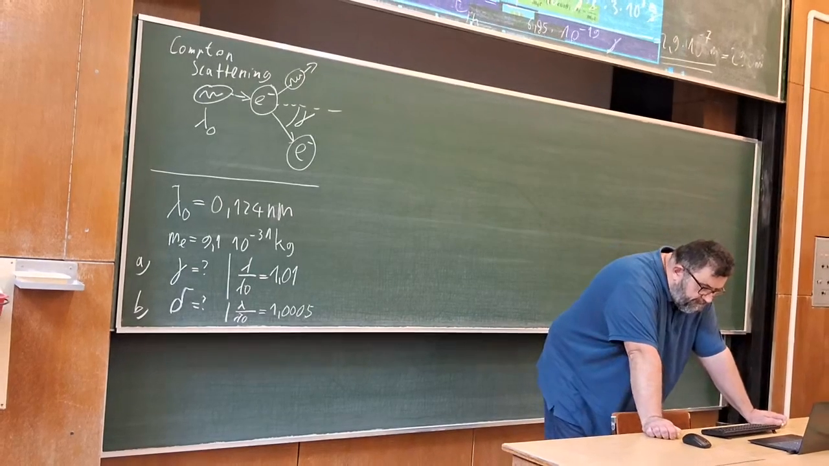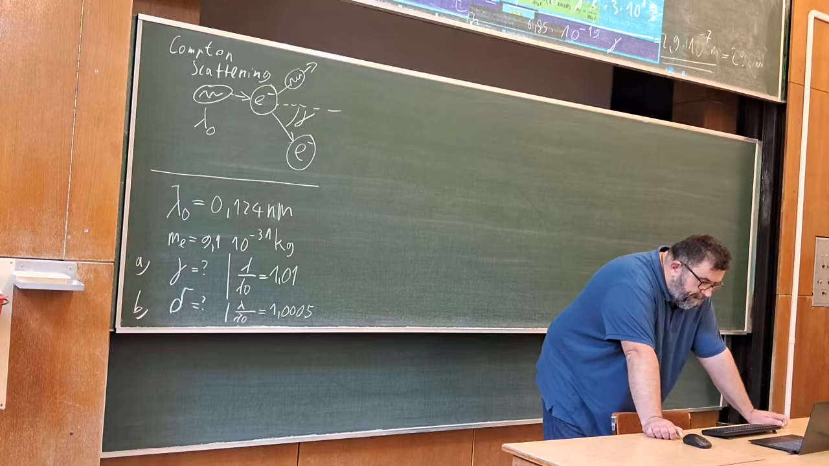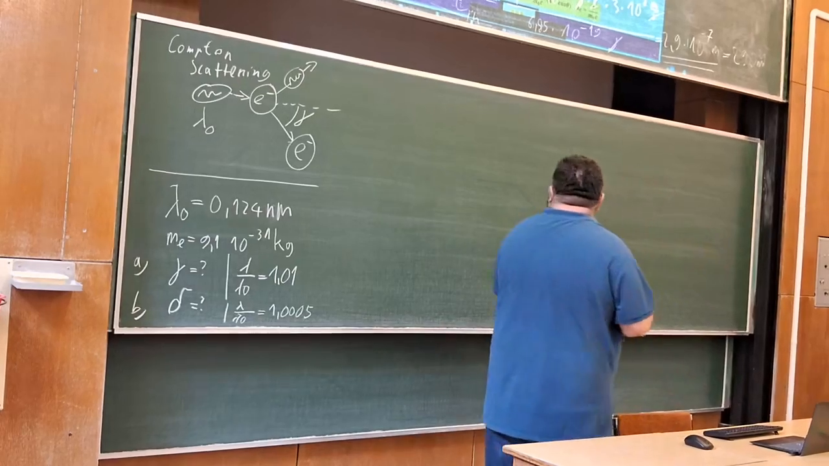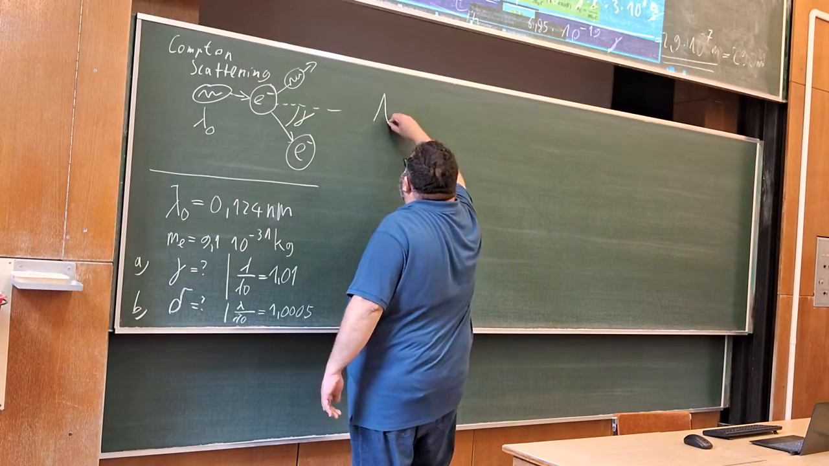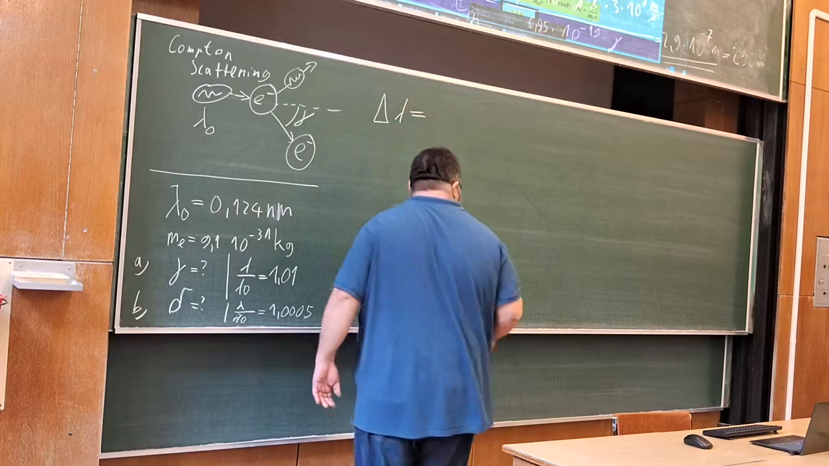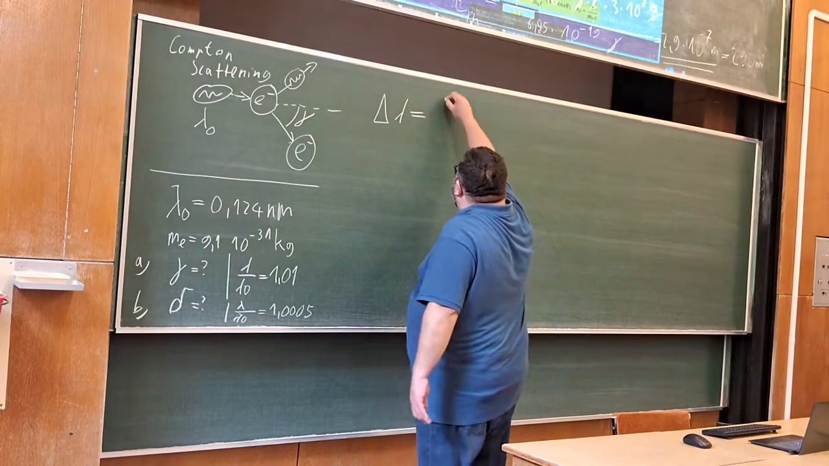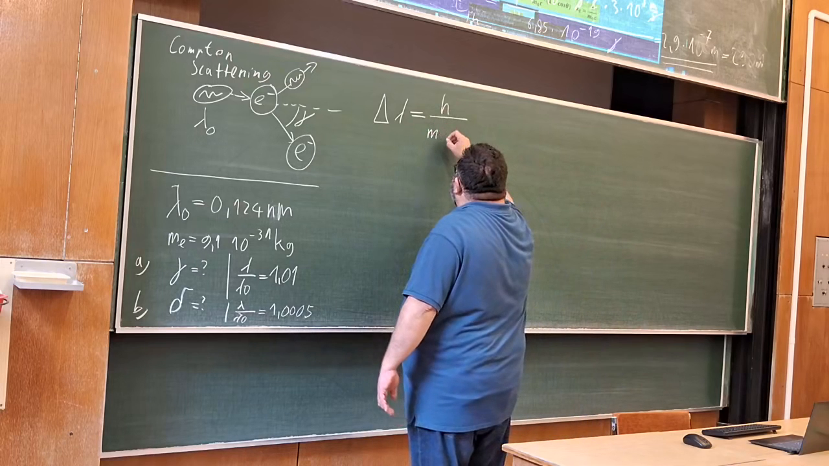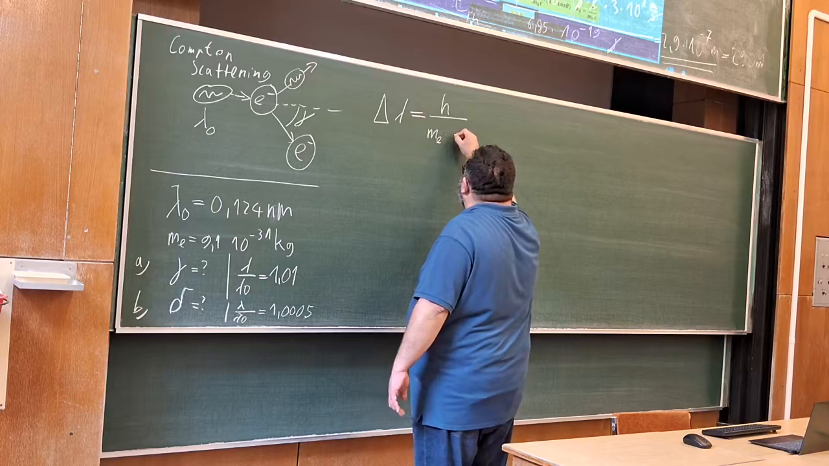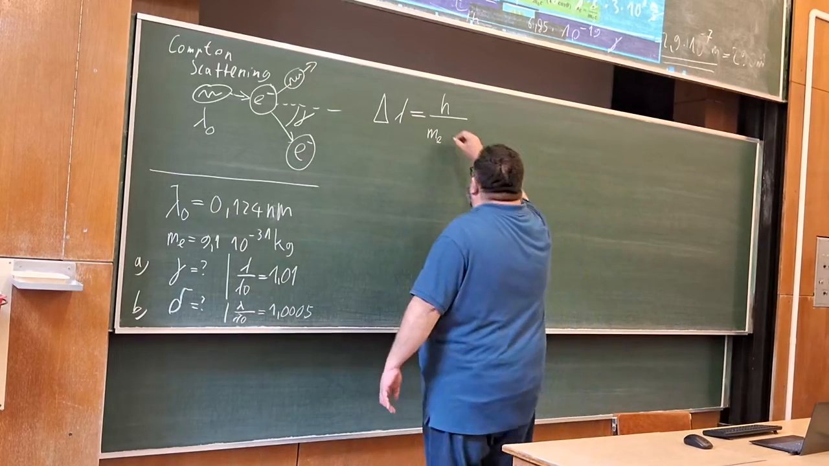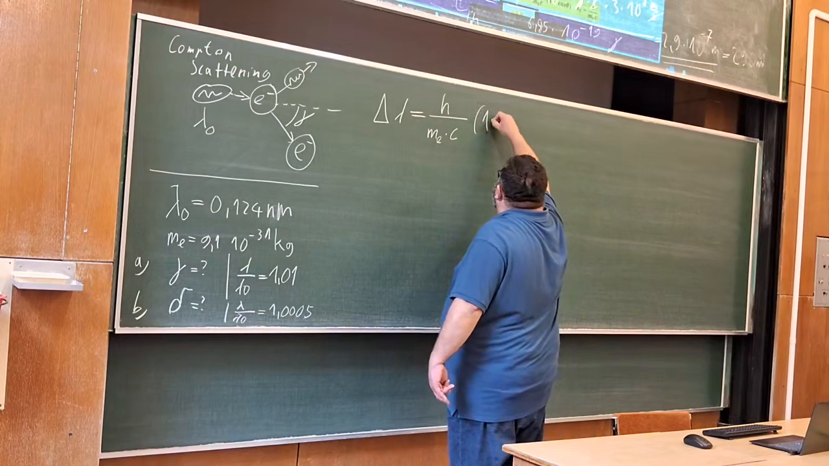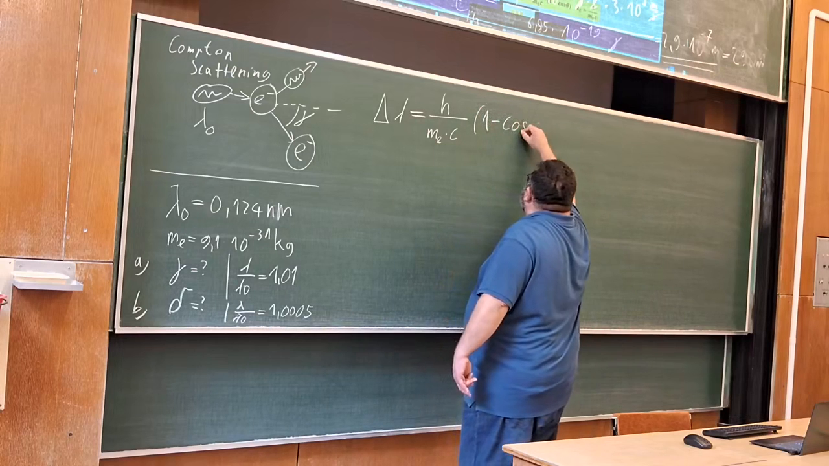And we have notes. The notes say the lambda change is given by this formula, where h is the Planck constant, m null here is the electron mass, c is the speed of light, and here that's cos gamma.